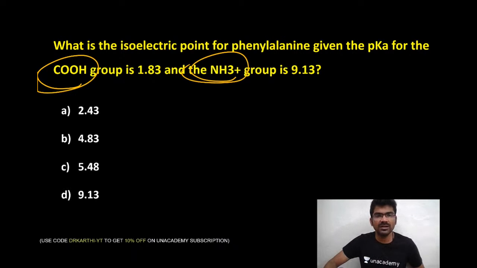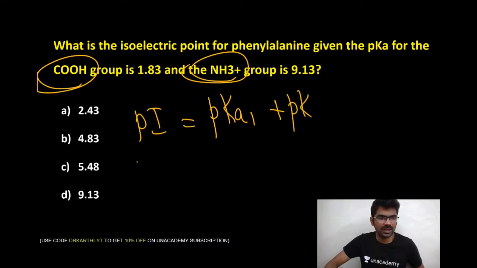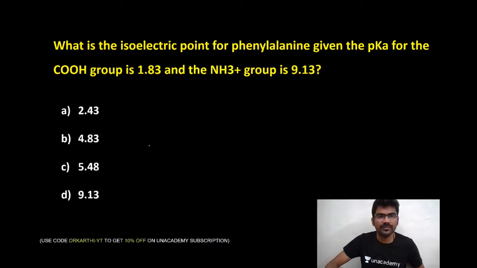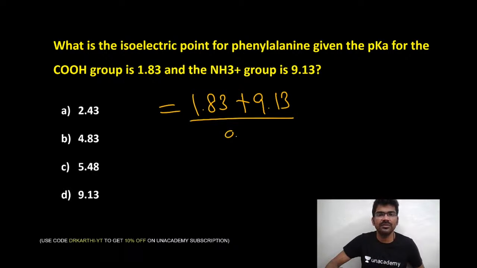So here in case of phenylalanine, it's very simple. Isoelectric pH is equal to pK1 plus pK2 divided by 2. So it will be 1.83 plus 9.13 divided by 2. Clear? So what's the value you will get? Tell me.